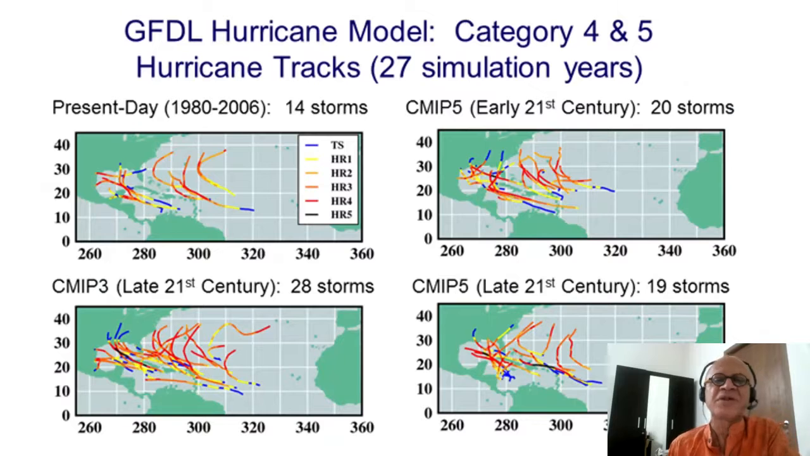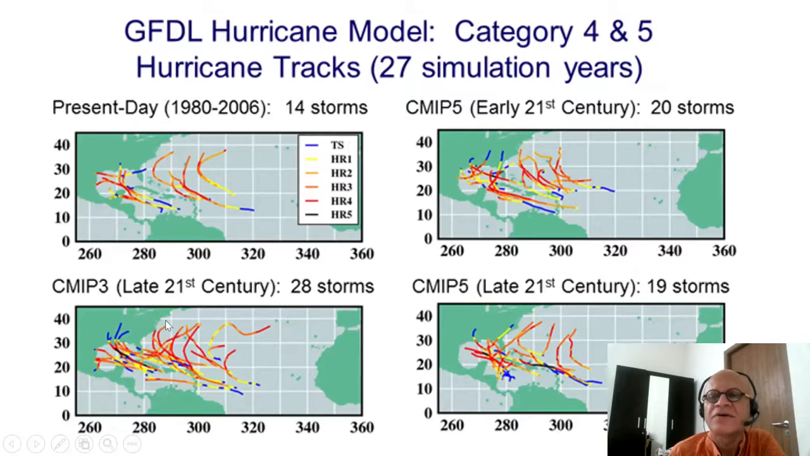So, obviously frustrating, but here are the GFDL hurricane model category 4 and 5 hurricane tracks for 27 simulations. Looking at historical periods again and again in various ways actually helps to make sure the model baseline agrees with the historic periods, and then you can try to interpret the future. So present day is 14 storms, and then you look at CMIP3, which was used in AR4, and CMIP5 had several differences in the models, but we won't get into that.